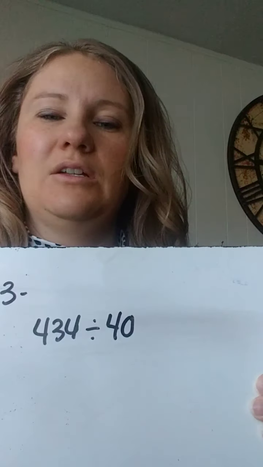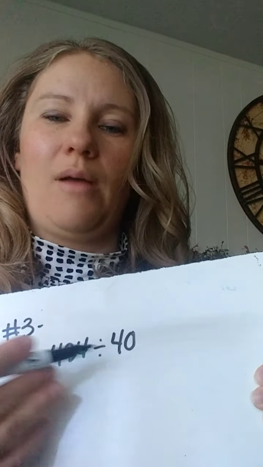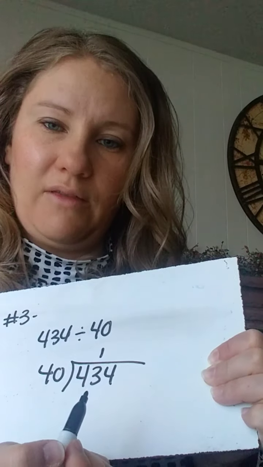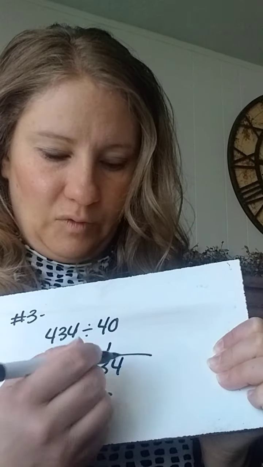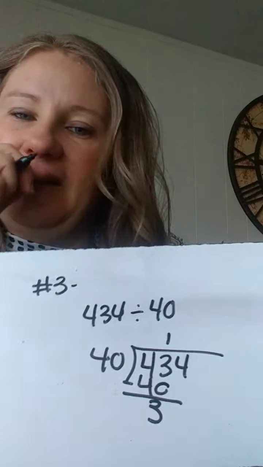Number 3, 434 divided by 40. Now this one is a little trickier because we can't just drop those zeros. So let's put it in a long division form and work through it that way. So we know that 40 goes into 43 one time. So we'll put our 1 above that 3, and we put 40 down here. We'll subtract. We have 3 left over. 43 minus 40 is 3.